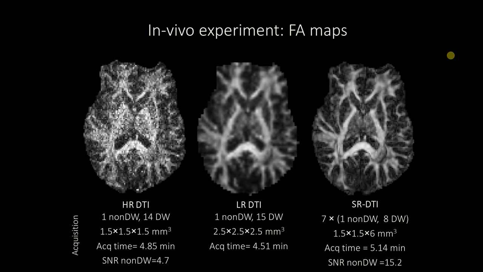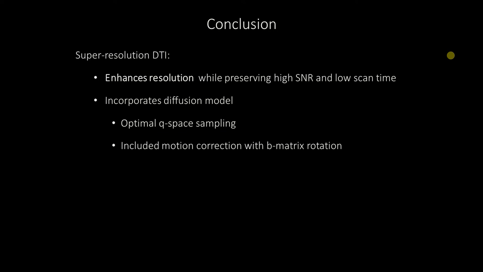Moreover, if we compare it with a low-resolution FA map, we see that the partial volume effects are less in our super-resolution DTI FA map, so that we actually can see those small structures and they're not blurred away. So in conclusion, we can say that with super-resolution DTI, you can enhance your resolution while preserving a high SNR and a low scan time. It incorporates the diffusion model, so it means we can have an optimal Q-space sampling, and we can also include a motion correction with the corresponding B-matrix rotation.